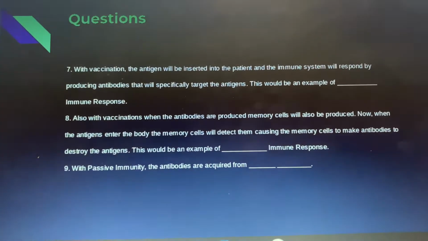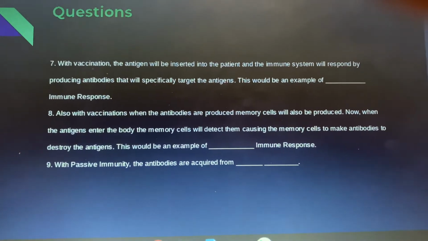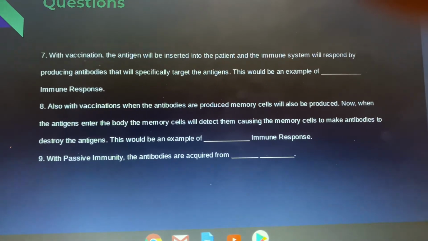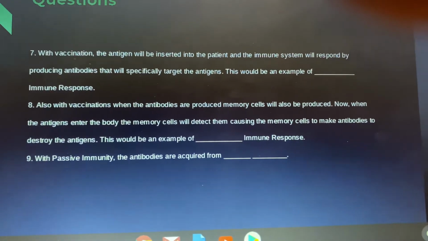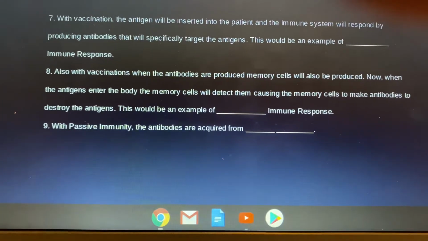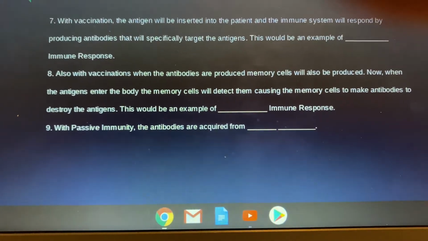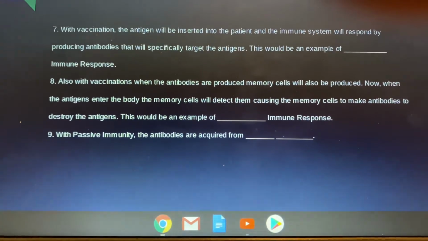Number 8. Also, with vaccinations, when the antibodies are produced, memory cells will also be produced. Now, when the antigens enter the body, the memory cells will detect them, causing the memory cells to make antibodies to destroy the antigens. This would be an example of blank immune response. Number 9. With passive immunities, the antibodies are acquired blank.